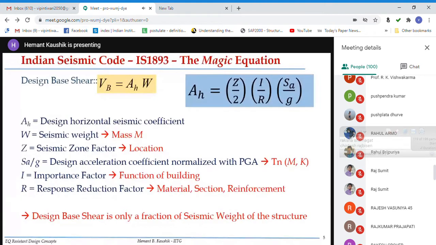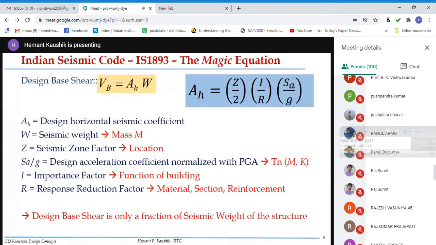So the design base shear, denoted as VB, is given by AH, which is the design horizontal seismic coefficient, multiplied by the seismic weight W. Okay, so in a very simplistic way, this is basically some sort of acceleration, AH, multiplied by some sort of mass. So we multiply acceleration and mass, we get some design force. But this is not exactly the same thing, only in a simplistic manner. Now, how do we calculate this AH?